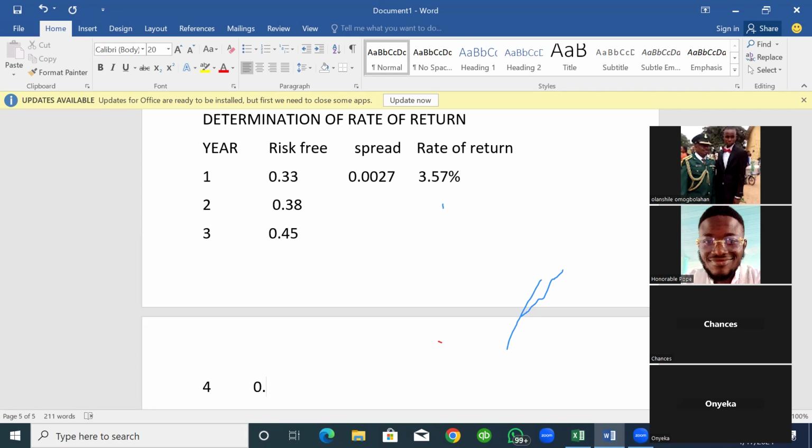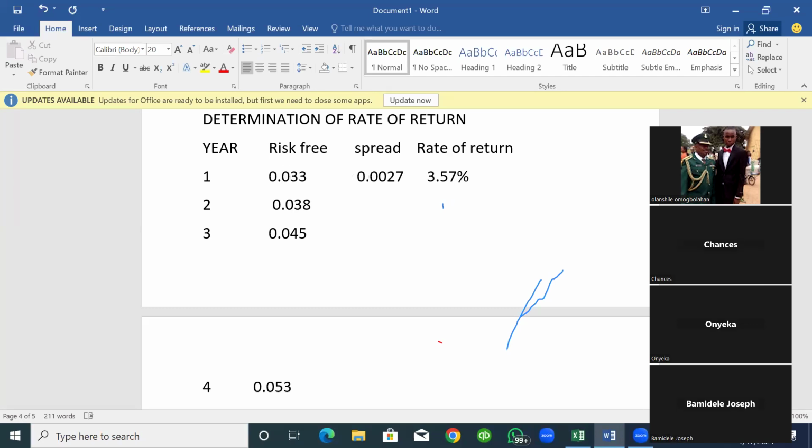What was the last one? 0.038, yes. So, sir, please add this again. Okay, yes, it's correct now. So, do you understand? It was just the percentage.